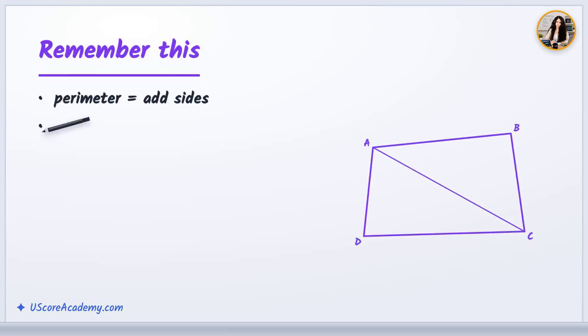Perimeter is the distance around, so add all the sides. Area is the space inside, found by length times width for a rectangle. Remember to use square units when you measure area.